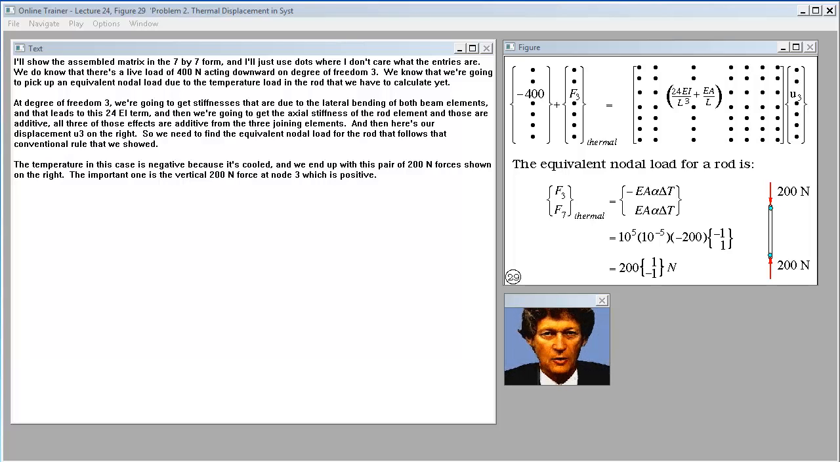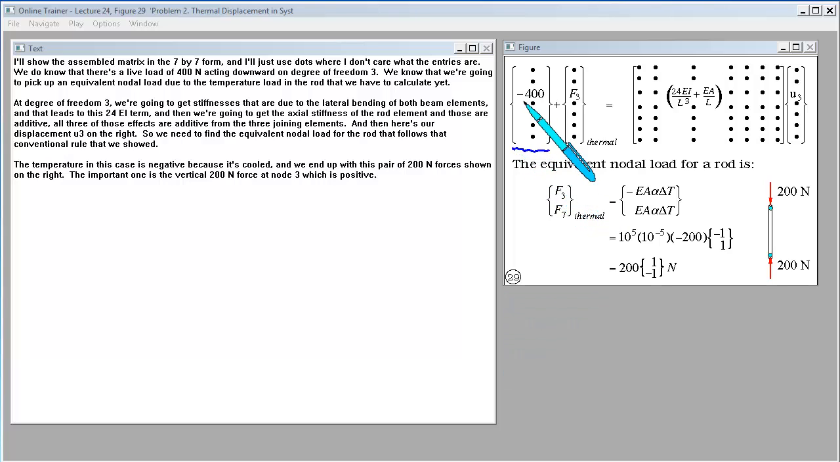I'll show the assembled matrix in the 7 by 7 form, and I'll just use dots where I don't care what the entries are. We do know that there's a live load of 400 newtons acting downward on degree of freedom 3. We know that we're going to pick up an equivalent nodal load due to the temperature load in the rod that we have to calculate yet.